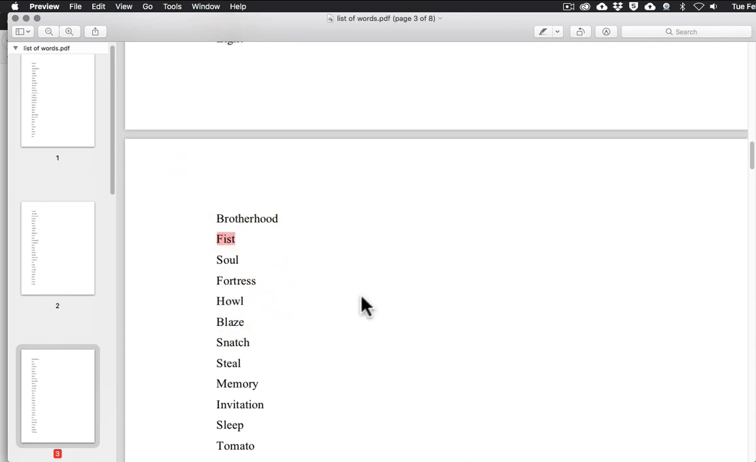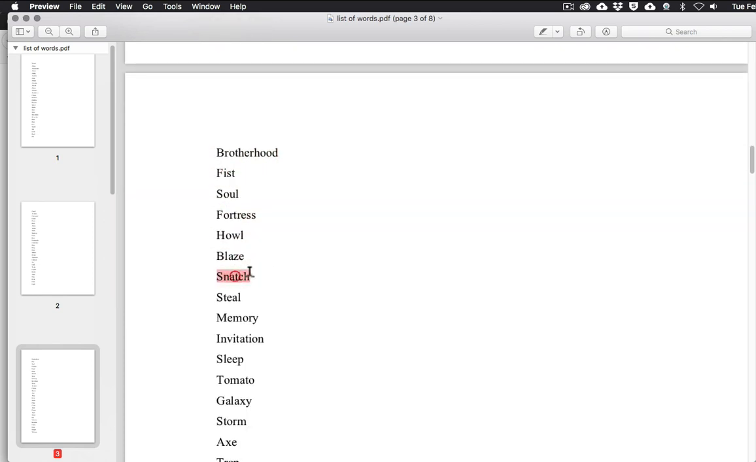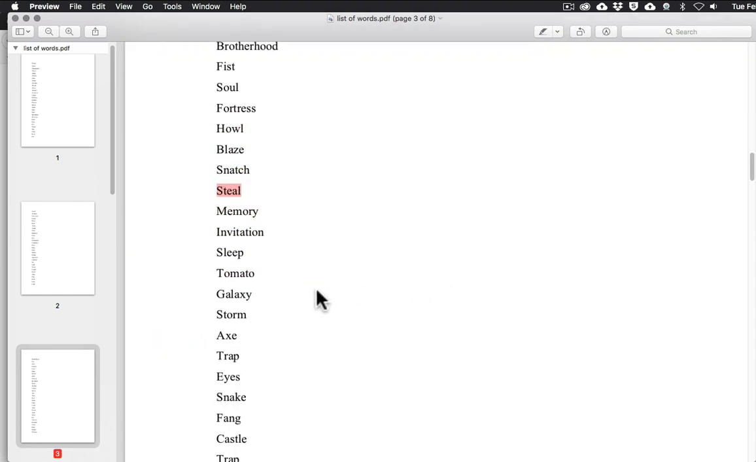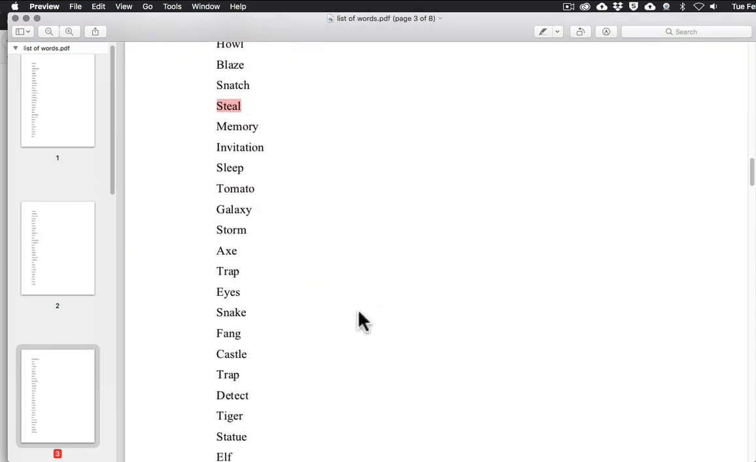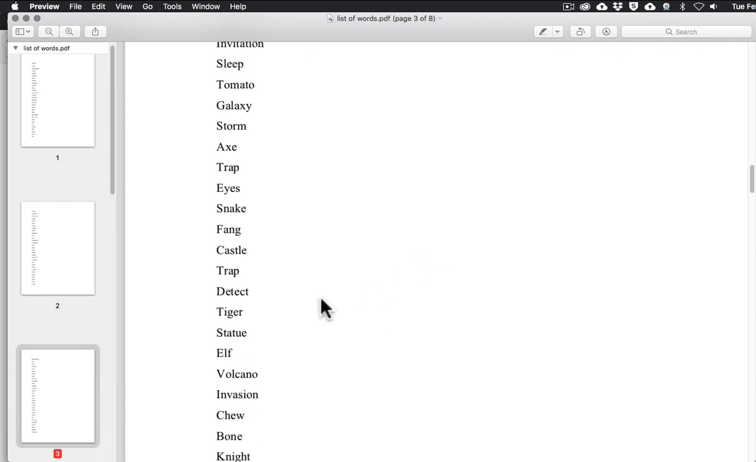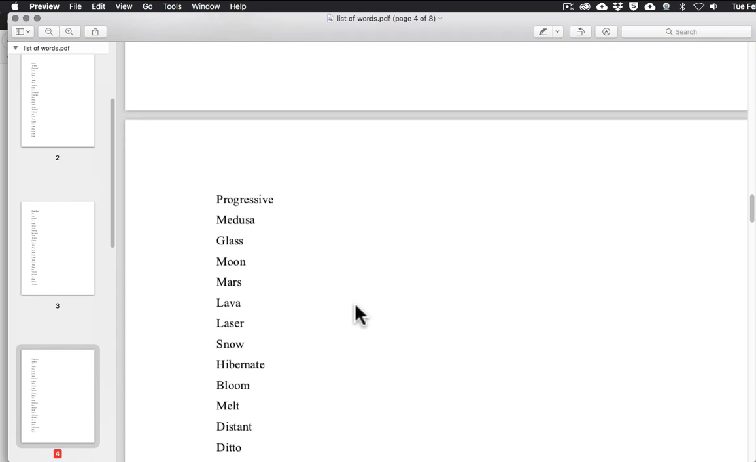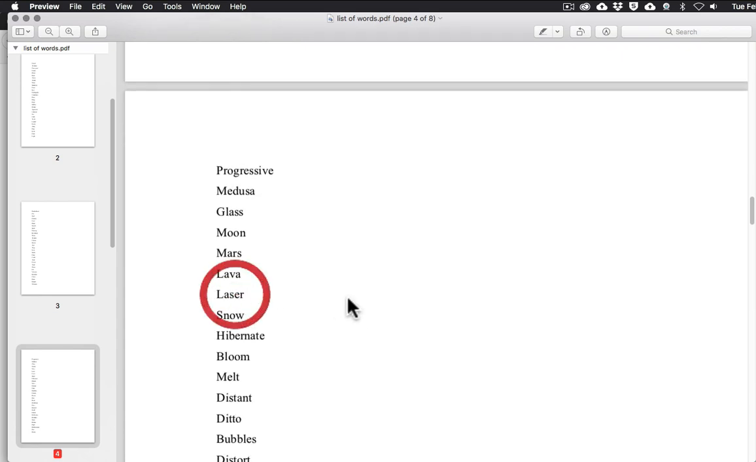Could be something in fist. So you're just kind of going, yeah, snatch, maybe something there. Steal, maybe something there. You're just trying to go, yeah, I might see something. You're not looking for something specifically. You're just kind of cruising through, trying to find something that... laser. Oh, that might work.